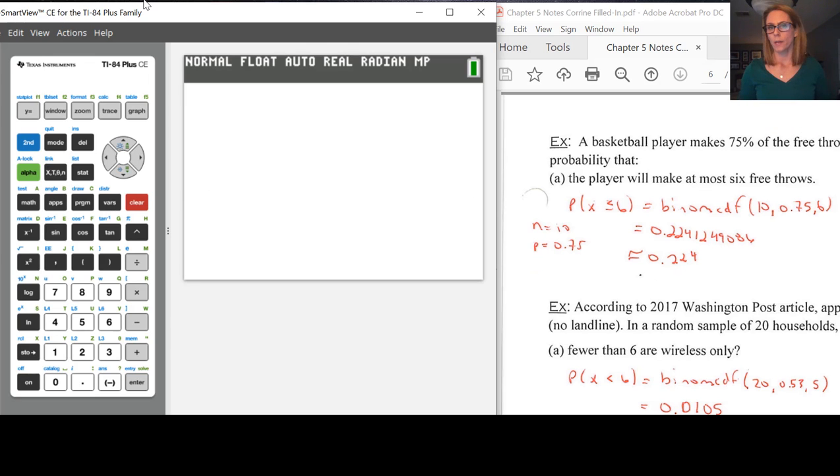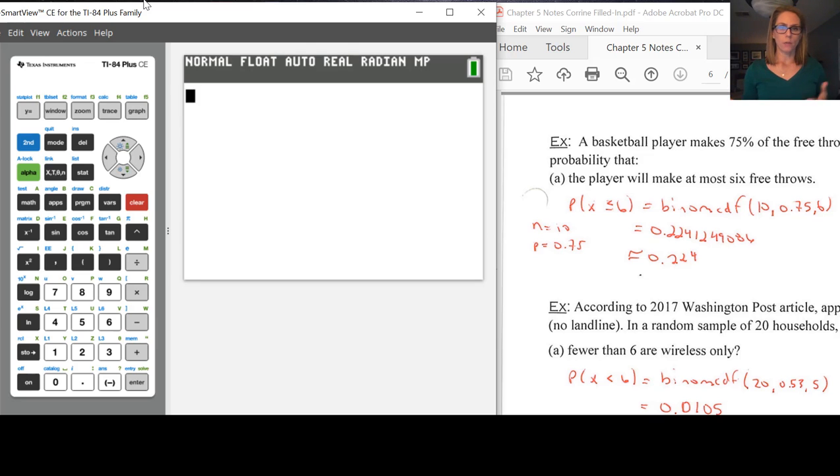The other situation that you could be asked for binomial probability distributions is when you have more than one specific value. When you have many values, you might be seeing words like fewer than, greater than, less than, more than, at least, no more than, something like that. In that case, you need to use Binom Cdf. So I'll show you just how to put this into the calculator, one example here.